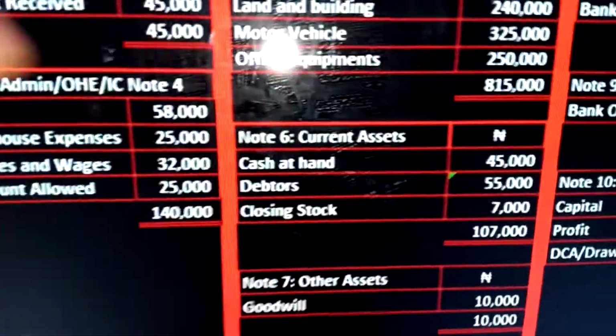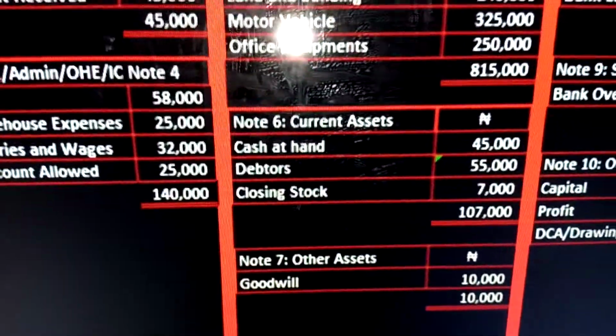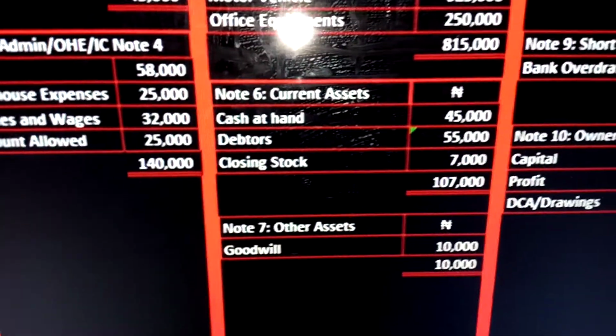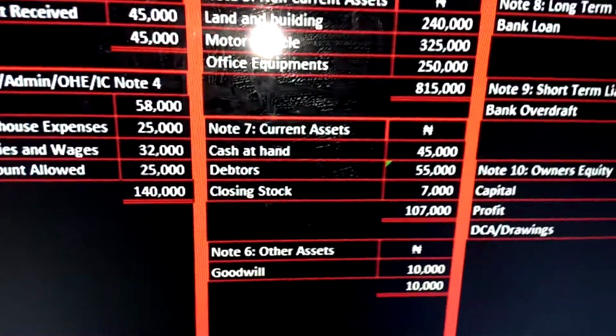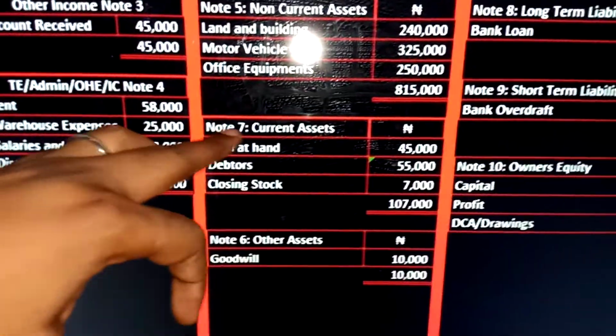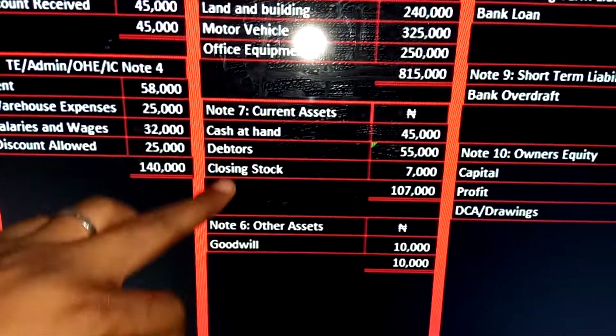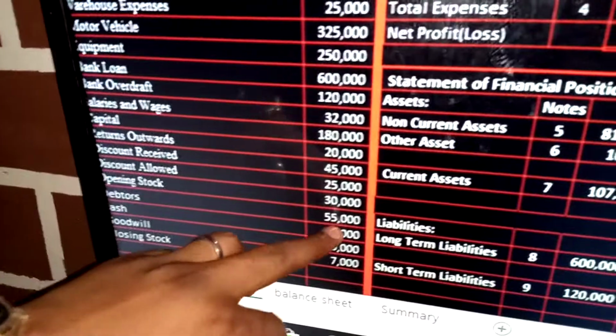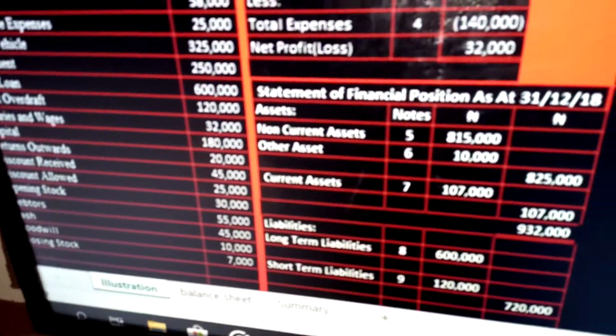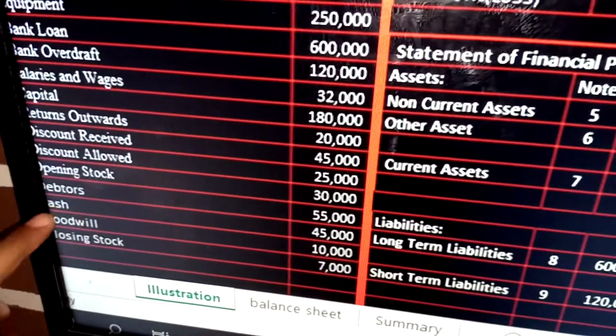Note 7. The notes did not align. Okay, so let's quickly correct the notes. So it's aligned now. We have current asset to be note 7. So here's note 7. What are the items? Cash at hand. You go to the question. Your cash here is 45,000. That's the cash here, 45,000. That we're picking here.